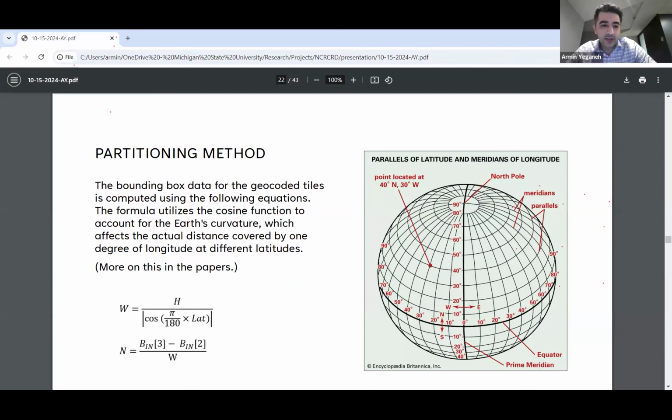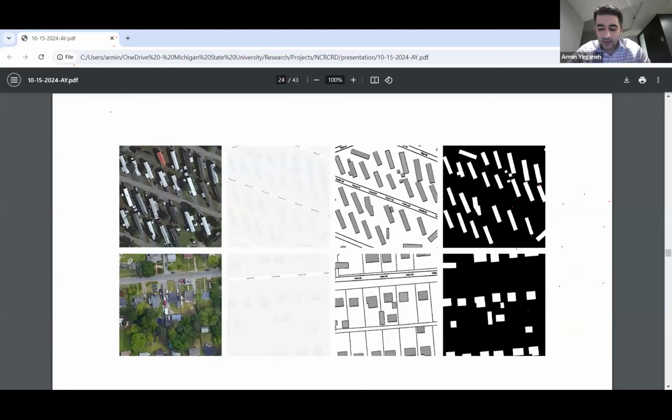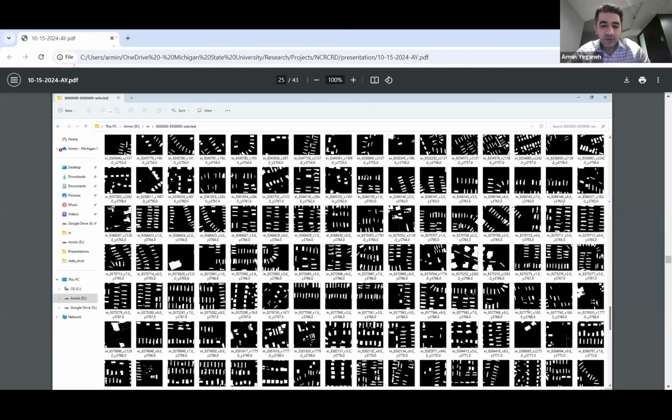So we did some calculations, and then the next step was to just define the bounding box of the state, which was in this case Indiana, and then we divided the state into millions of small tiles. So we downloaded each tile separately and then stored it in a folder and created different versions of each tile for different parts of the analyses. And so this is how it looks on my computer.